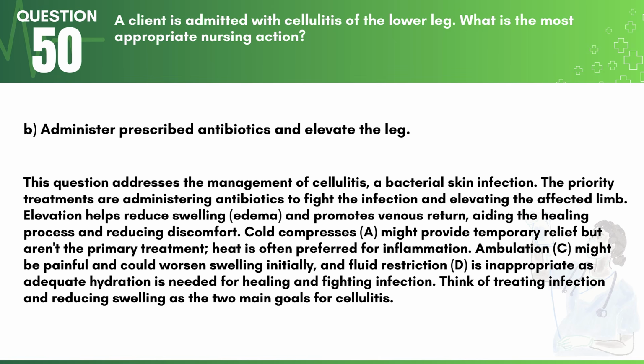Cold compresses, A, might provide temporary relief but aren't the primary treatment. Heat is often preferred for inflammation. Ambulation, C, might be painful and could worsen swelling initially, and fluid restriction, D, is inappropriate as adequate hydration is needed for healing and fighting infection. Think of treating infection and reducing swelling as the two main goals for cellulitis.